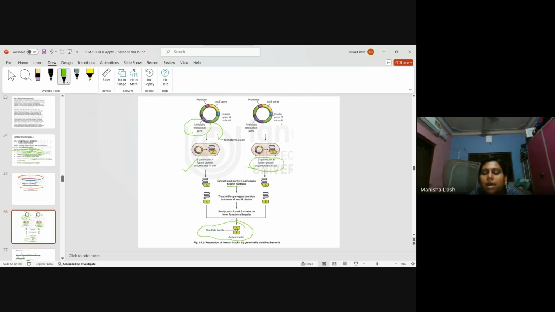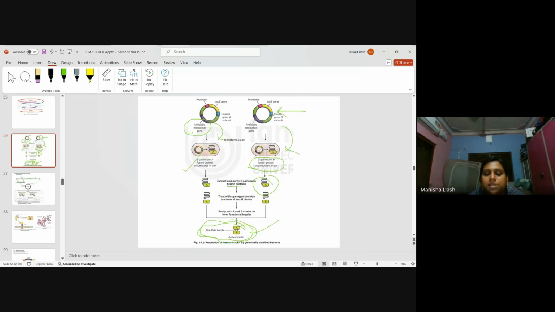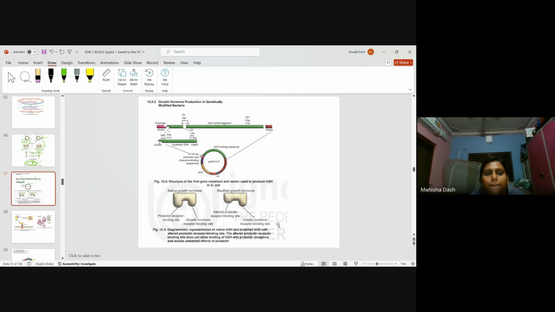So that is how, by inserting the insulin gene into an expression vector, you transform a bacterium and increase the number of bacterial cells by multiplication, so that you can have a large amount of both insulin A and B chains. Then you can purify them by various methods available to purify proteins. Then you combine both the subunits through the disulfide bond to form the active insulin, which can be directly used. This is the industrial way of synthesizing insulin.